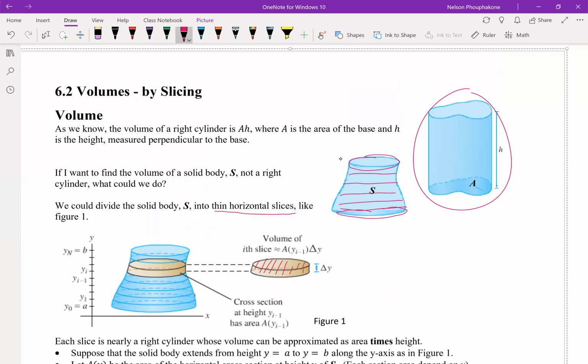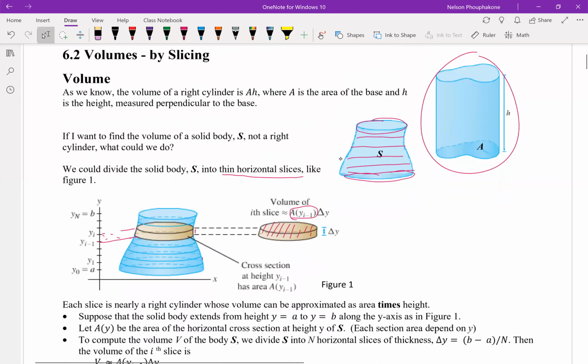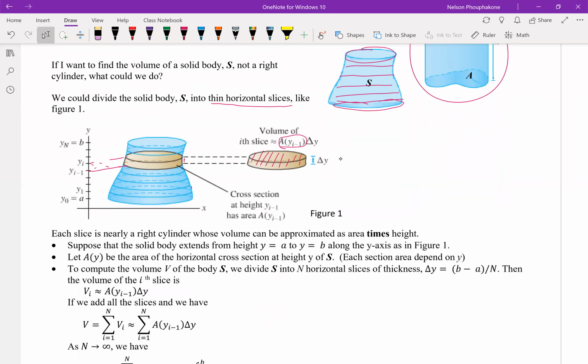The volume of this slice right here, for example, has a base area of A(y sub i minus 1) times the height, delta y in this case. Each slice is nearly a right cylinder, whose volume can be approximated by area times height.